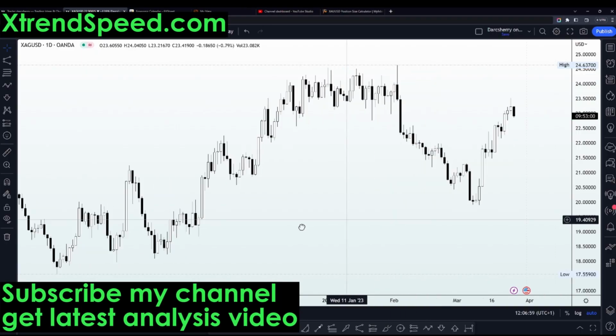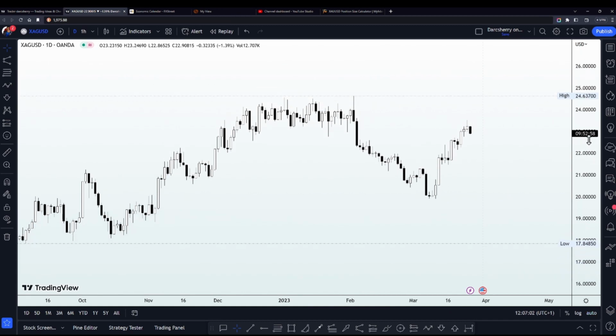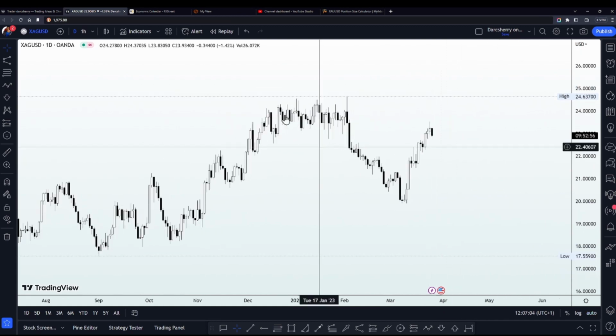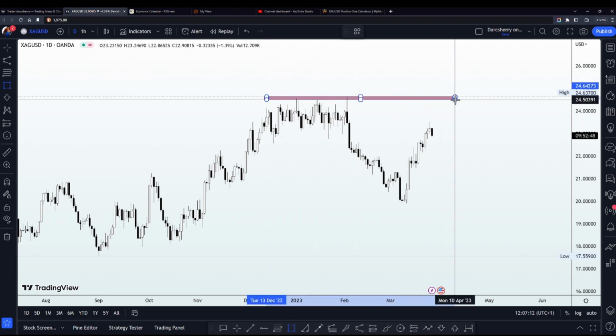Okay, so let's have a clean chart here and let's look at the daily time frame first of all. The first thing we observe here since the beginning of the year is that price action has been bearish. To further buttress this, first of all, we have a resistance level here. So let's identify that key level at the $24.50 level.